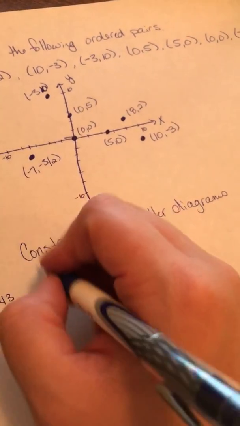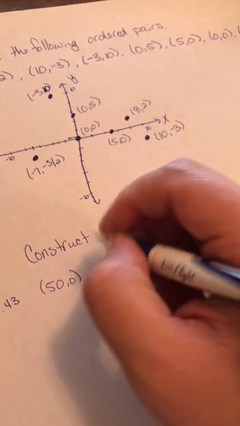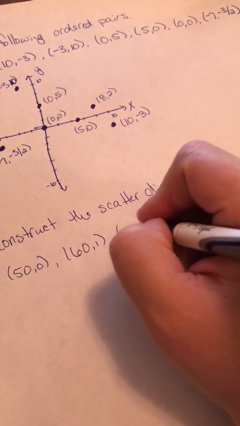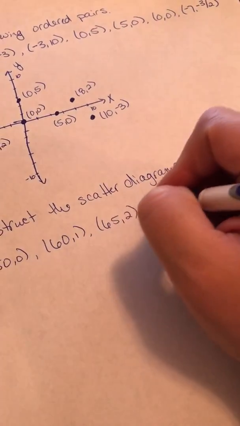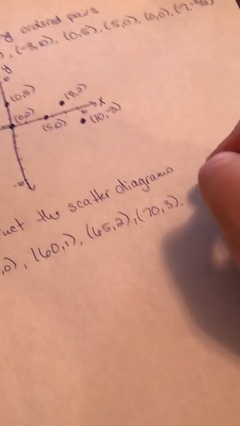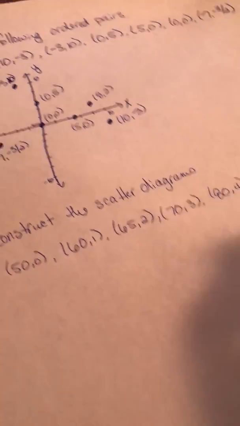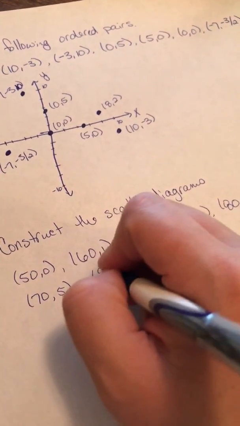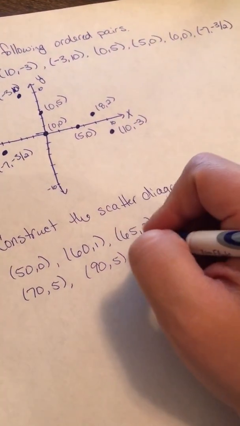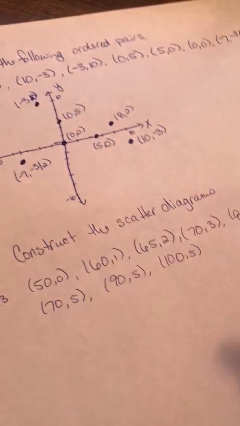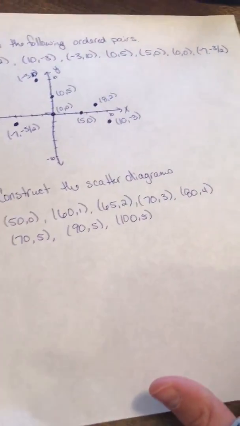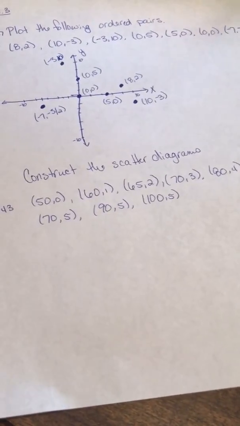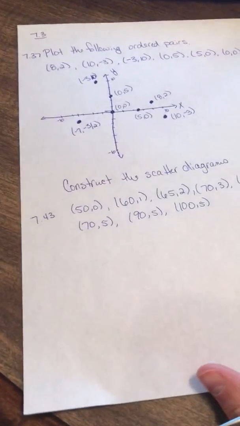So this one, you have 50, 0, 61, 65, 2. I should have written this down before I started the video too. 73, 84, 75, 95, and 105. So this is the amount of pressure for X and the number of defective pieces of machinery, which is your Y value.